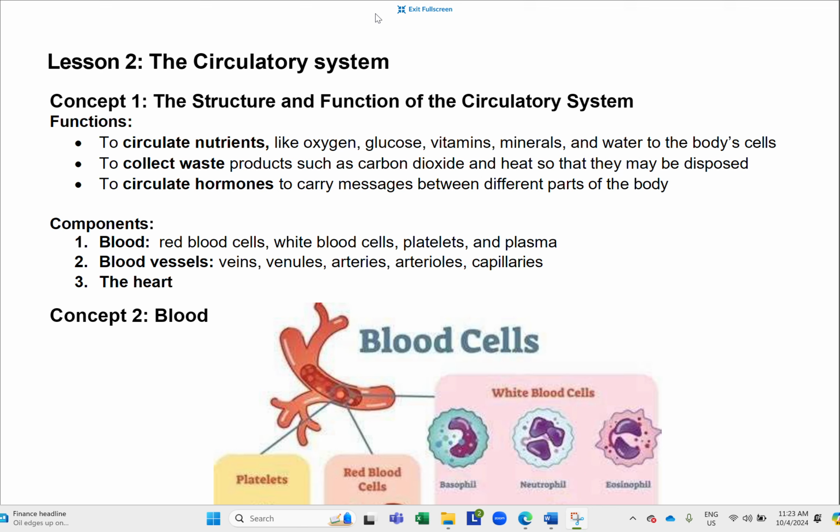Hi class, in today's lesson we are going to talk about the circulatory system.